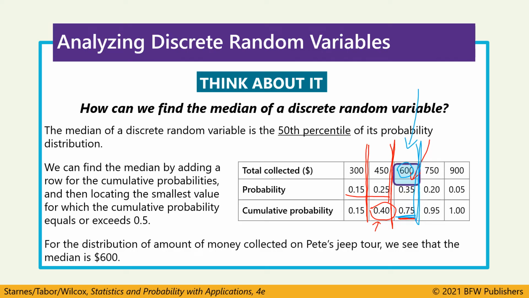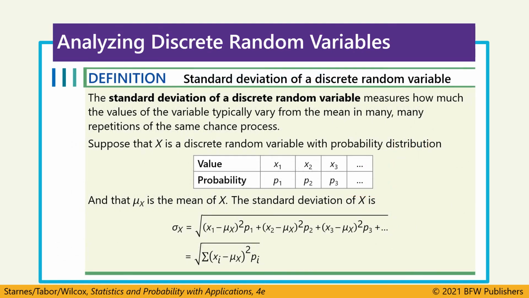We could also do this from either direction. So if we looked at it this way and just added those up, 0.5, 0.25, 0.6, we passed it. Our median is in that 600 batch. So mean and median are both fairly straightforward. The tricky one is the standard deviation.